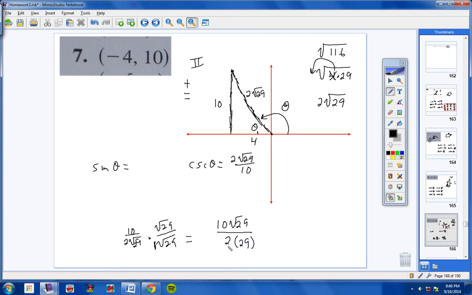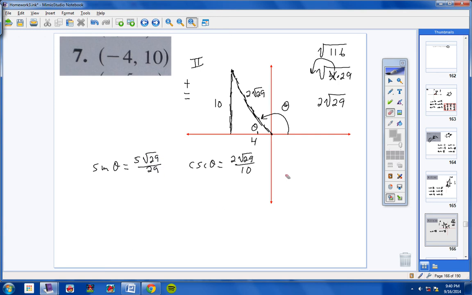So you're going to end up taking 2 times 29, which is 58. Okay. Now you can reduce outside numbers. So 2 goes into both of these numbers. 2 goes into 10 5 times, and 2 goes into 58 29 times. So you end up with 5 square root of 29 all over 29. That's a lot of work, and that's why I wanted to do that for you, okay?